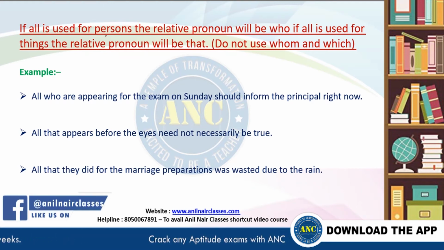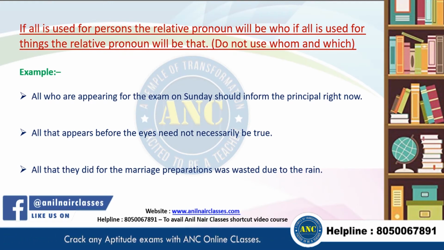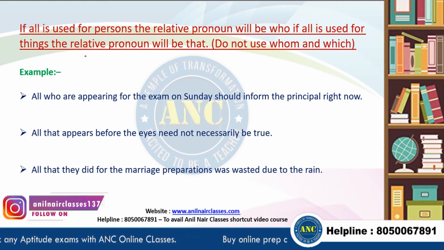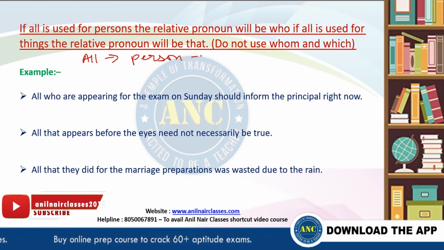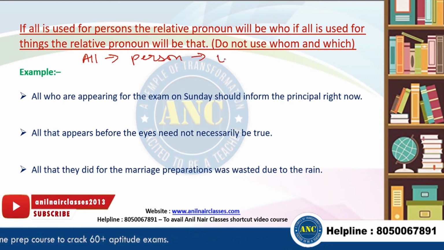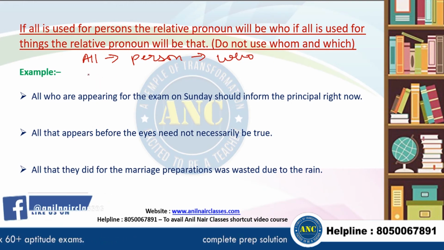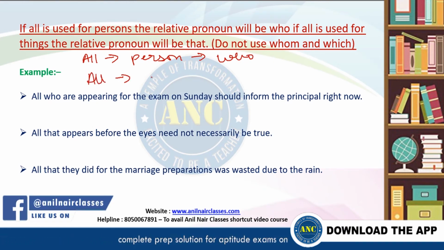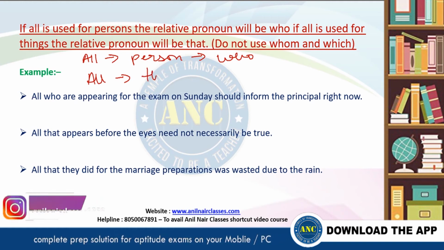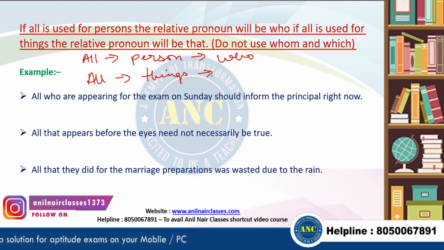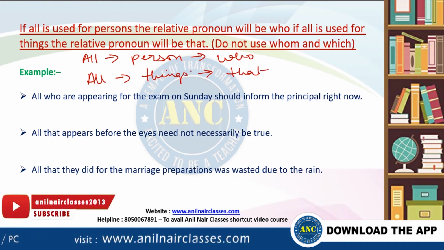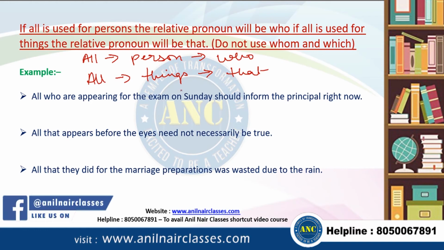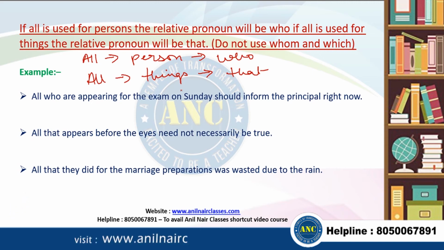Now, if all is used for persons, the relative pronoun will be who. Now, let's remember, if all is there and it is referring to persons, then the relative pronoun which you will use will be who. Now, if all is referring to things, then the relative pronoun which you will be using will be that. Remember? And it goes back to that same thing. Who refers to people, that refers to things. But there are certain exceptions also. So you have to learn them like rules, right?